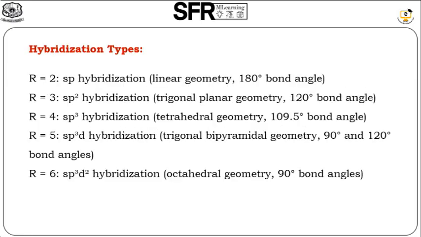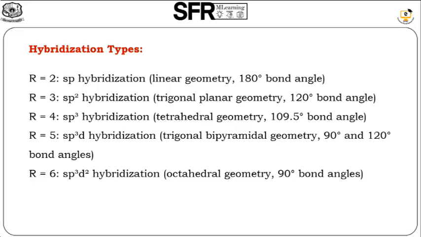For example, R equal to 2 means sp hybridization. The geometry of the molecule is linear, and the bond angle is 180 degrees. Then if electron density R equals 3, the hybridization is sp2. The geometry is trigonal planar, and the bond angle is 120 degrees. Then R equal to 4 means sp3 hybridization. The geometry is tetrahedral, and the bond angle between the atoms is 109 degrees.